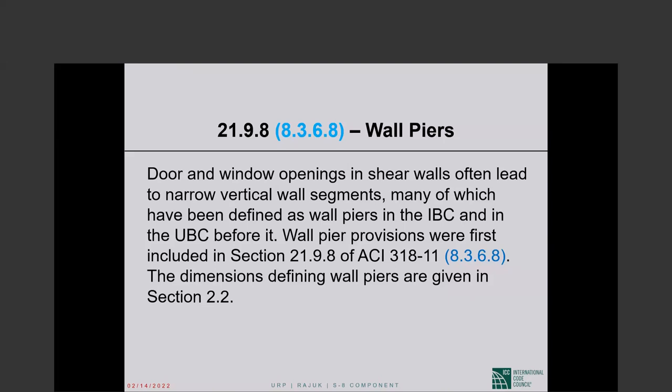We tried to bring wall pier provisions into ACI 318 somehow. It took a long time until it happened in 318.11. So for you, this is not in the code, but this is pretty important. The dimensions defining wall piers are given.